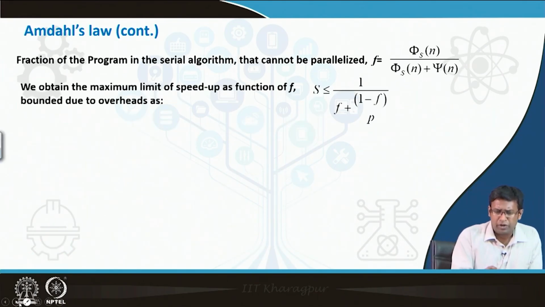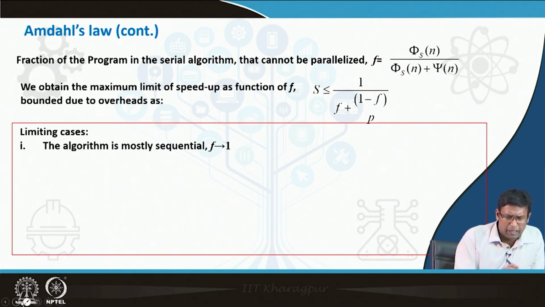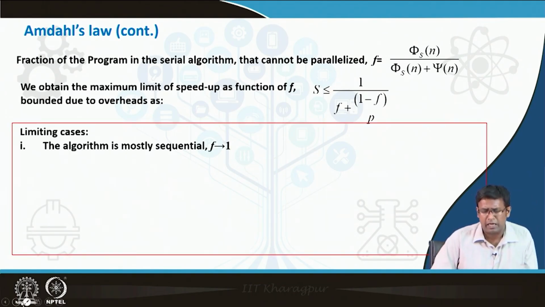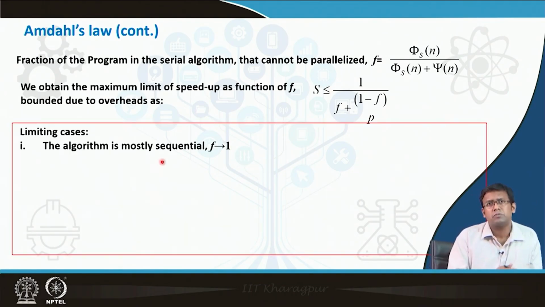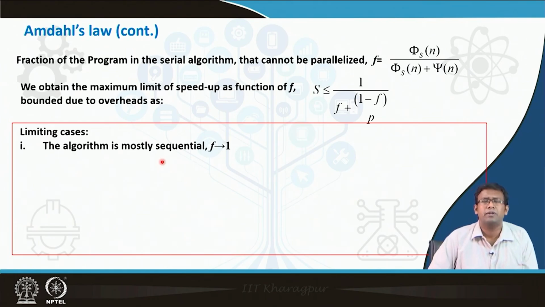So, we got that speed up is less than or equal to 1 by f plus 1 minus f by p. It is usually less than that because overhead is always positive, and so this is bounded due to overhead. And the limiting cases are, one is that the algorithm is mostly sequential. Say we are computing the Fibonacci series, we cannot parallelize it. Even if we are using multiple computers, every computer has to sit idle except one computer which will process it.